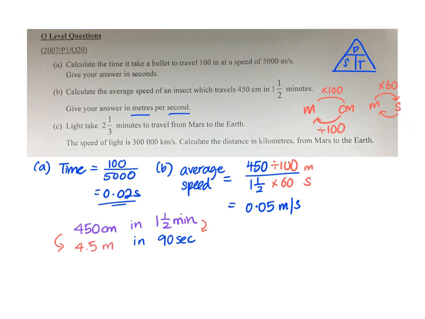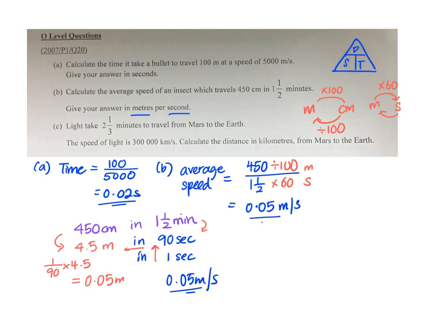And then now I will find out what is 1 second. So if I want to find 1 second, that will be 1 divided by 90 times 4.5. So the answer over here will be 1 over 90 times 4.5 to give you the answer 0.05 meters. Therefore, the speed will be 0.05 meters per second. Alright, now these two methods are both acceptable, so up to you to choose the method that you prefer.